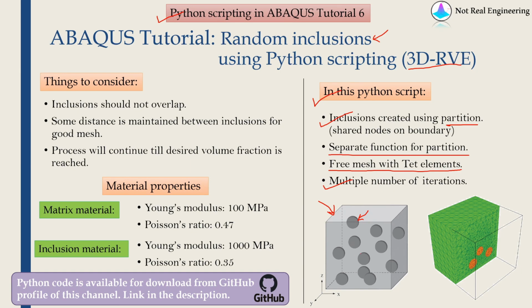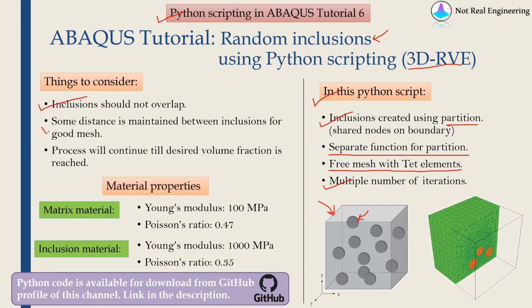Now, few things we should keep in mind is the inclusions should never overlap with each other, or also they should not get cut by the boundary. We can create RVE where inclusions are getting cut by the boundary, but that will be much complicated, so I'm going to do a separate video on that. In this video, we are going to consider inclusions are not touching the boundary of RVE.